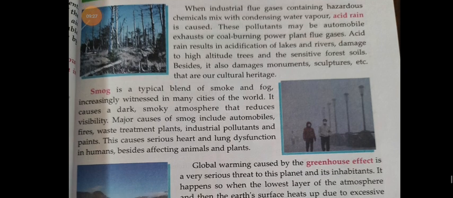These pollutants may be automobile exhaust or coal, and these pollutants or gases can come into the air or come to nature through different ways. It can be through the smoke of the vehicles or from the factories. Acid rain results in the acidification of lakes and rivers, damage to high altitude trees and sensitive forest soils. Besides, it also damages monuments, sculptures, etc.